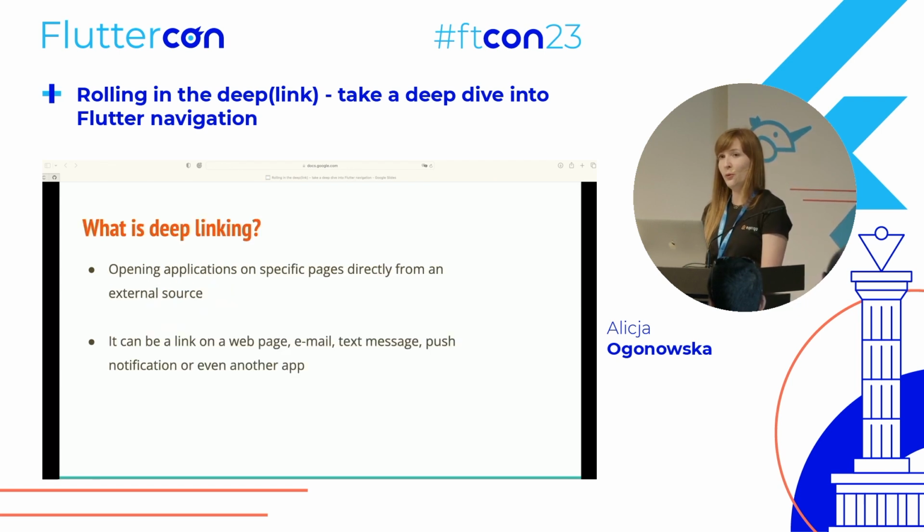So first of all, what is deep linking? Deep linking is a technique that allows the app to be opened to a specific place inside the application from an external source. And this external source can be a link on a website, in an email, text, push notification, or even from another app.